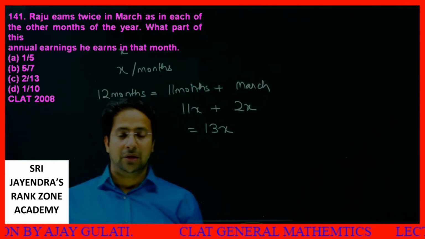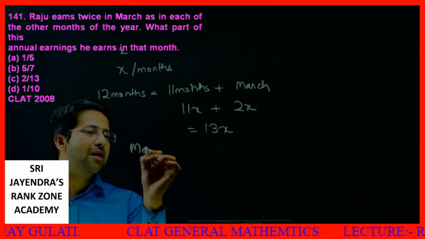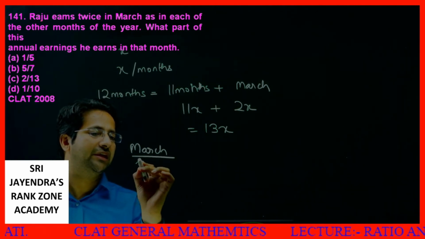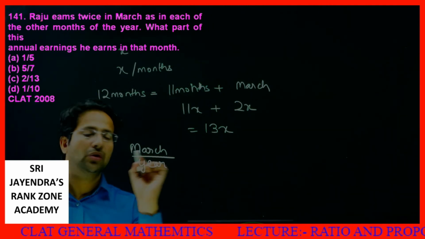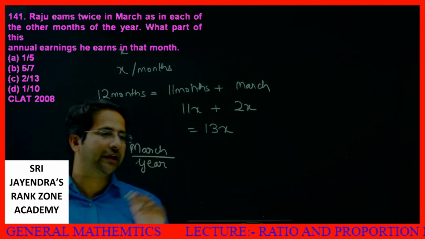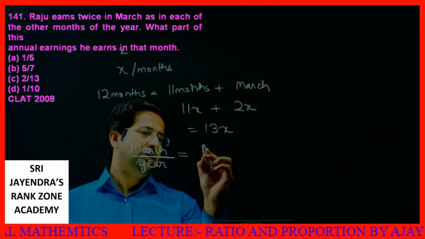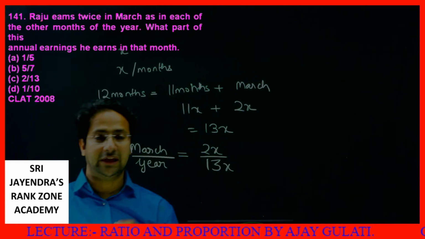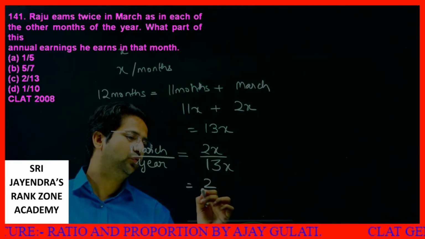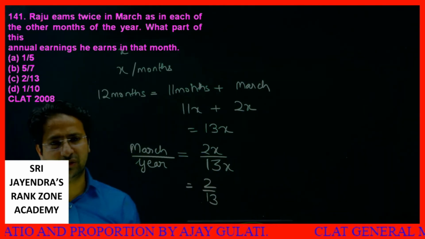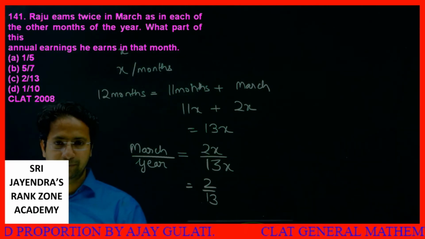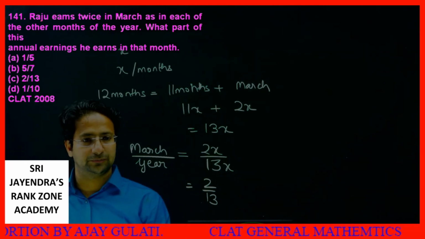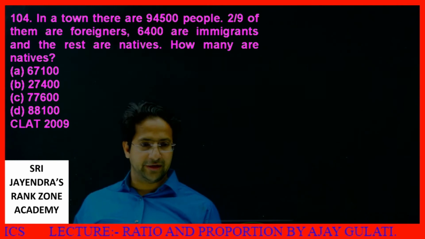Okay, we are being asked March upon the entire year. What is being asked of us? March upon entire year. So that way it will be 2x upon 13x, or I can say 2 is to 13. It was a very easy question. We could have done it verbally actually. More questions now. Let's look at the next question, dear students.